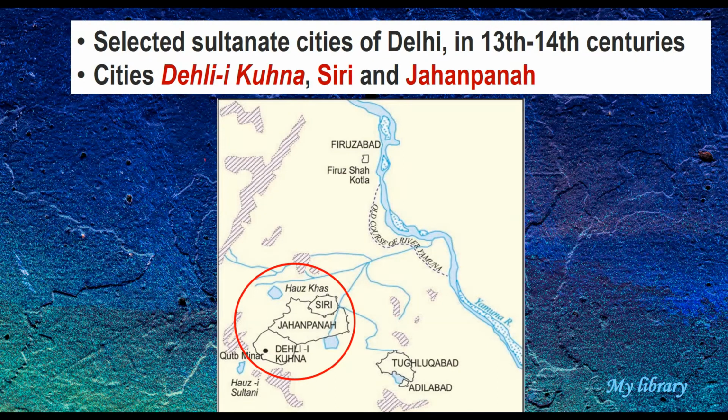Now, the Delhi Sultans built many cities in the area that we now know as Delhi. Look at this map. It shows selected Sultanate cities of Delhi in the 13th and 14th centuries.